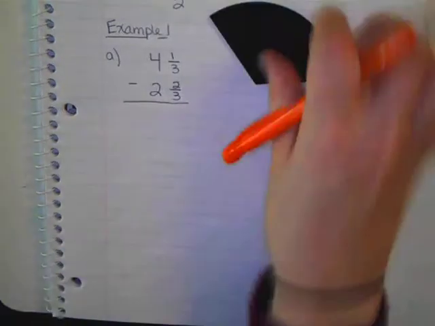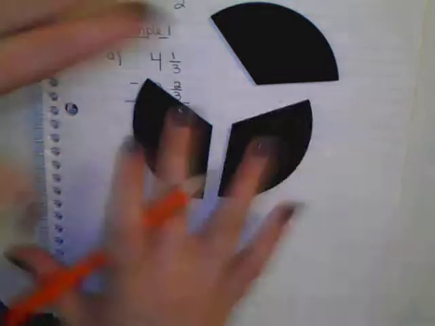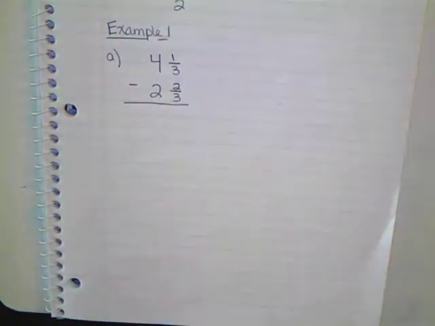If I have 1/3 here, can I take 2 of these away? No, I don't have enough to take away. So we're going to use the same process of borrowing. So where am I going to borrow from? Here's the ball. Where am I borrowing from? Oh, the 4.